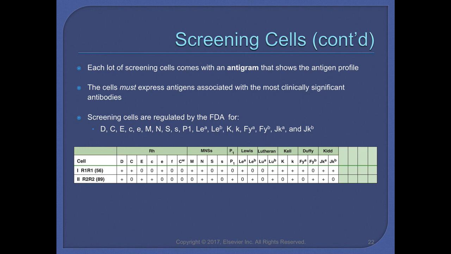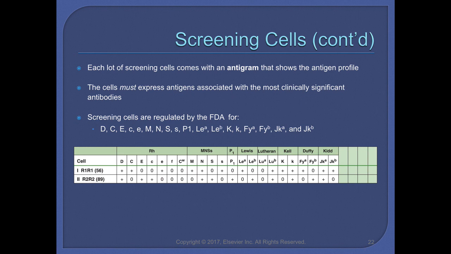Screening cells are regulated by the FDA for big D antigens, big C, big E, little c, little e, M, N, S, little s, P1 antigens, Lewis A, Lewis B, Kell antigens big K and little k, Duffy antigens, which are FYA and FYB, Duffy A and Duffy B, and the Kidd antigens, which are JKA and JKB. These are the most clinically important antigen-antibody reactions that we'll find.